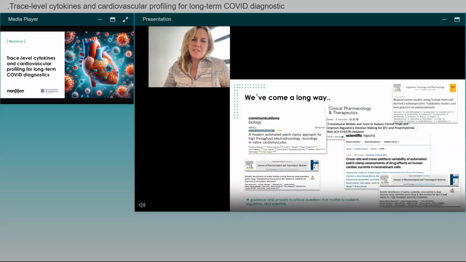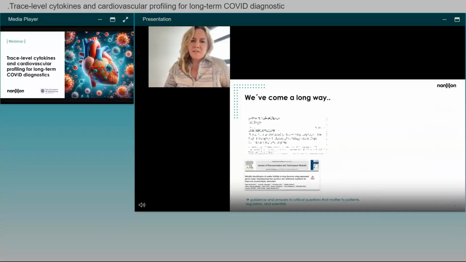Recent publications looking at electrophysiologic properties of iPS cardiomyocytes and native cardiomyocytes, and publications around best practices and benchmarking new protocols, have been published. So basically all of these authors aim to provide guidance and answers to critical questions that matter to patients, regulators, and scientists.